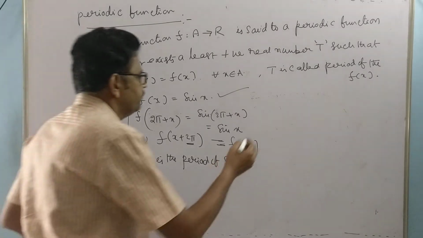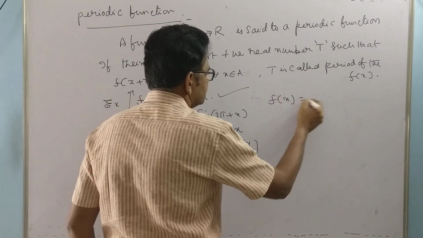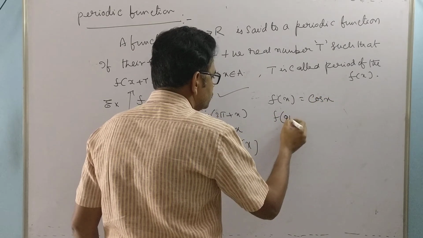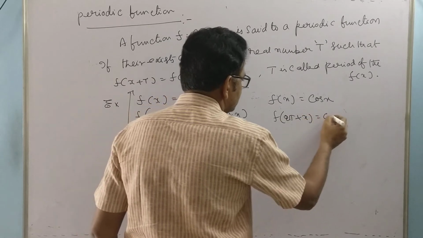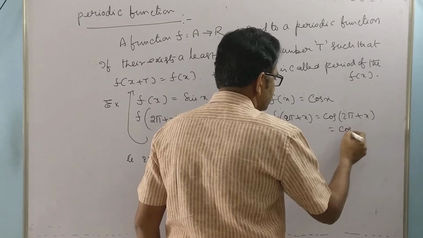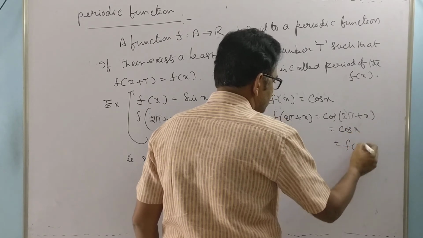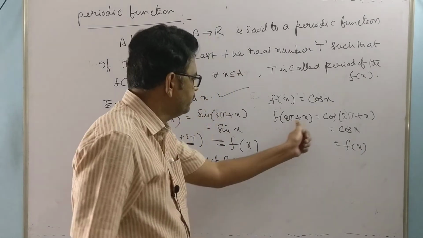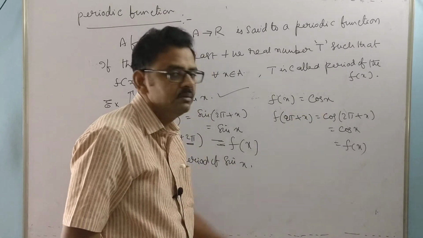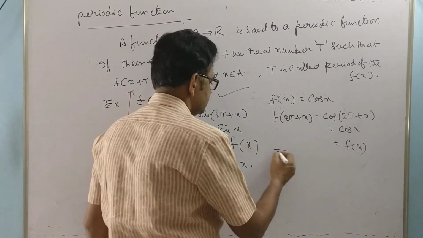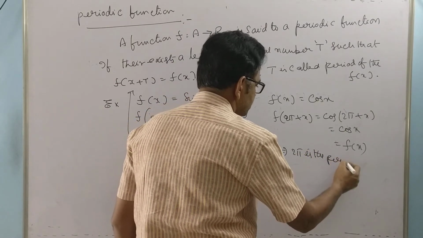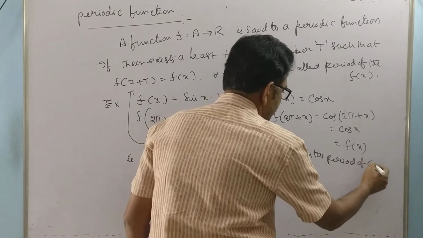Next, if you take f of x is equal to cos x, f of 2 pi plus x is equal to cos of 2 pi plus x, which is first quadrant cos x, which is equal to f of x. So f of x plus 2 pi is equal to f of x. Therefore 2 pi is the period of cos x.